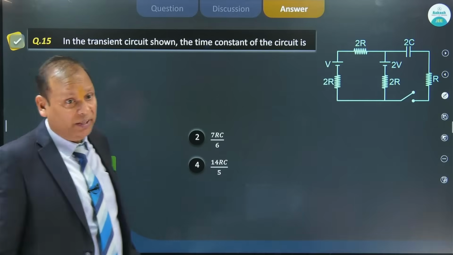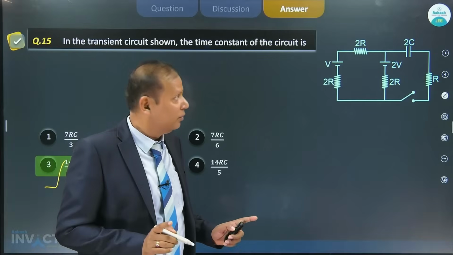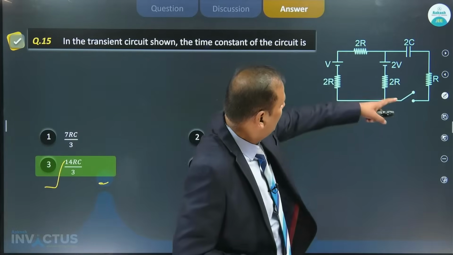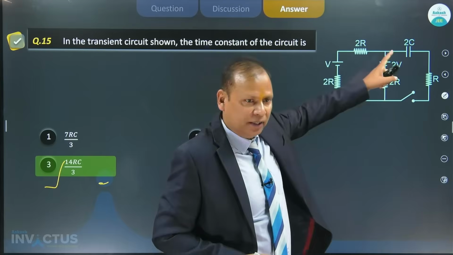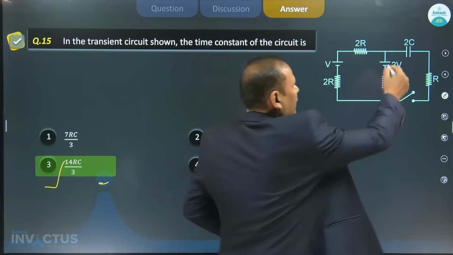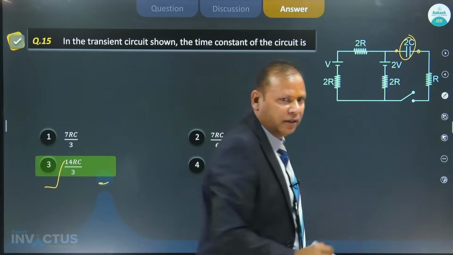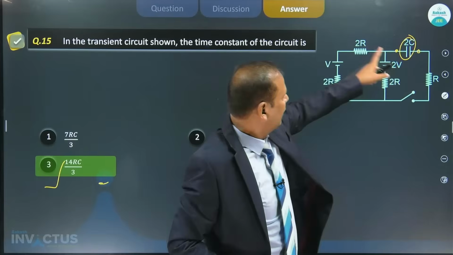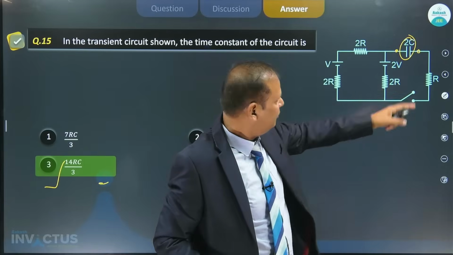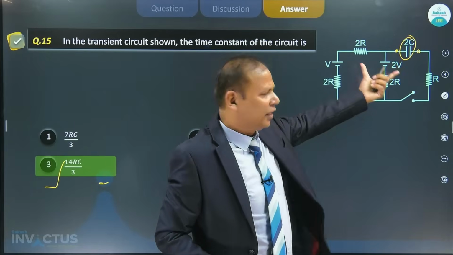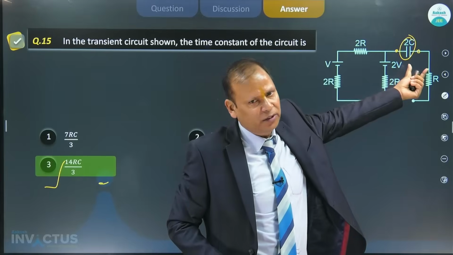This was also a very intelligent way to do the problem. You have many resistors and a single capacitor. Take out the single capacitor and make it like an open circuit. Between these 2 points, consider the total resistance, and then total resistance multiplied by total capacitance will work.